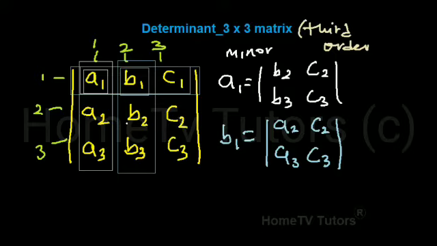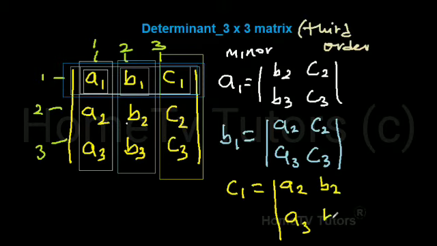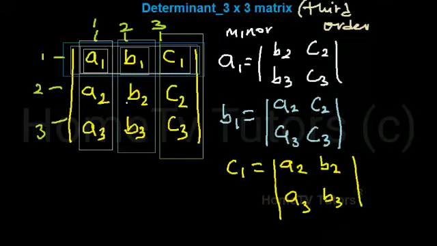Also, the minor of C1 is obtained by omitting the row and column containing the element C1. So now we have the minor of C1 as A2, A3, B2, B3. In the same way we look for the minor of A2, A3, and so on. Alright, good.